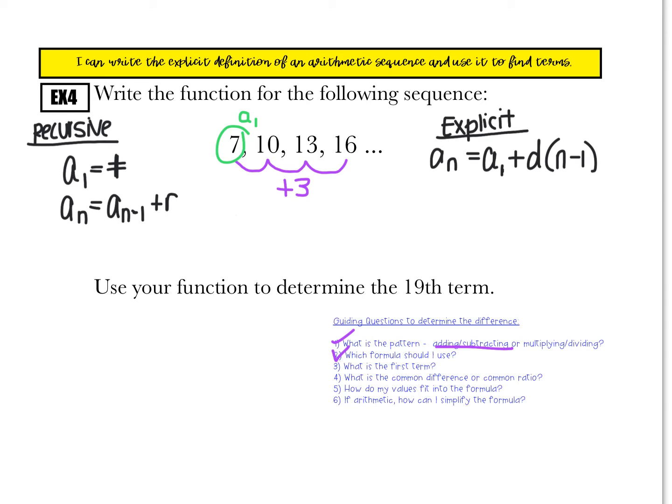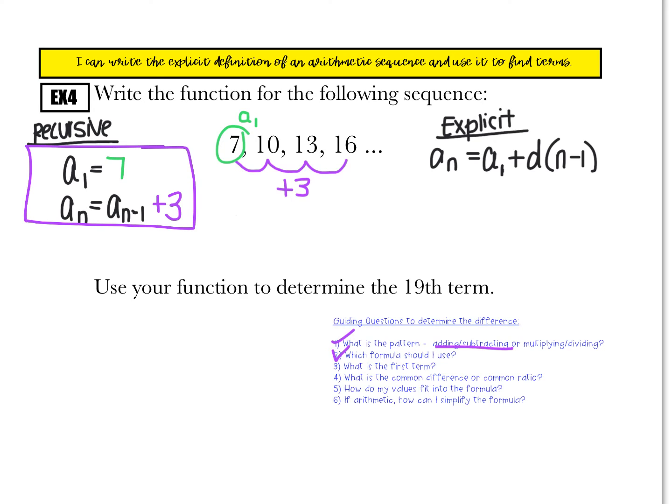All right, so my recursive formula is going to be a sub 1 equals a number, and then a sub n equals a sub n minus 1 plus r. And what recursive means is I use the previous number to find the new number. My explicit is going to be this. So I'm simply going to take these two formulas, and over here for my recursive, I'm going to list what the first term is, and I'm going to say what the common difference is. Those are the only things that I need to add in. So the first term is 7, and my common difference is plus 3. So this right here is my recursive formula.